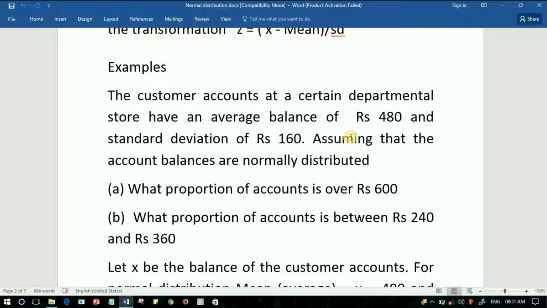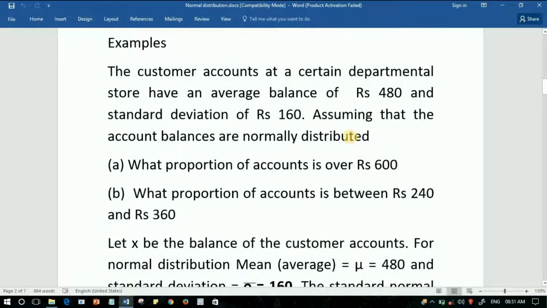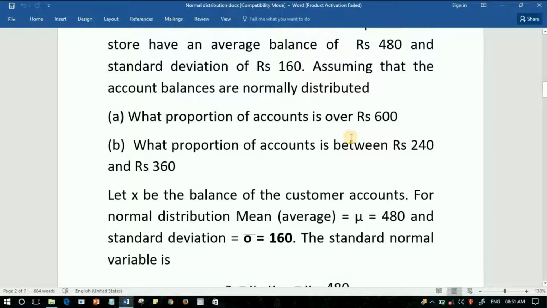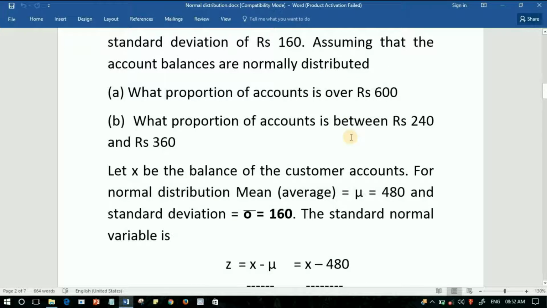So here the varying quantity is the balance of the customer accounts. So we take x to be the balance of the customer accounts. Here mean is given, that is mu is equal to 480 and standard deviation sigma is equal to 160. Now we are going to convert into standard normal variable z.